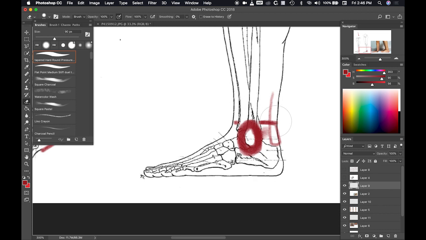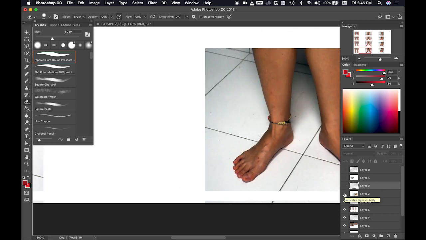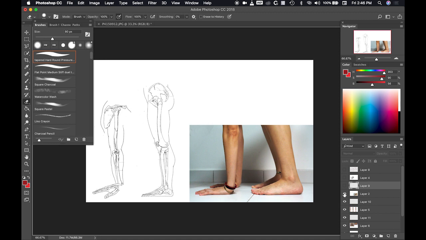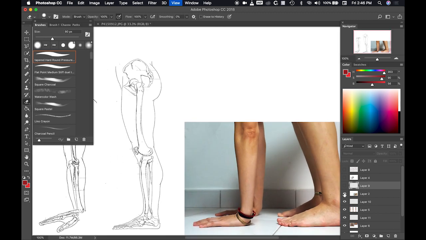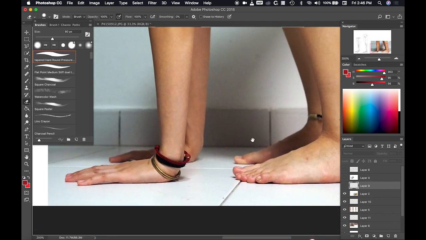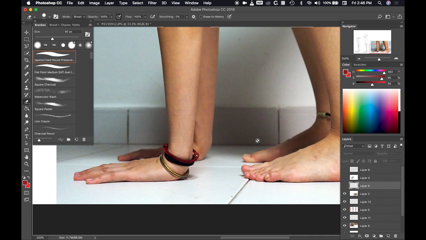But this is a really important point, right? This point about the ankle and the calcaneus and its relationship. So, if we come into a photo view like this, you can see the difference between the hands and the feet, right?